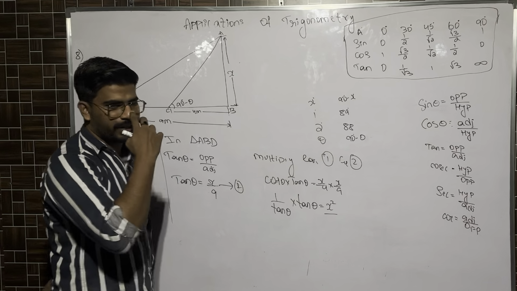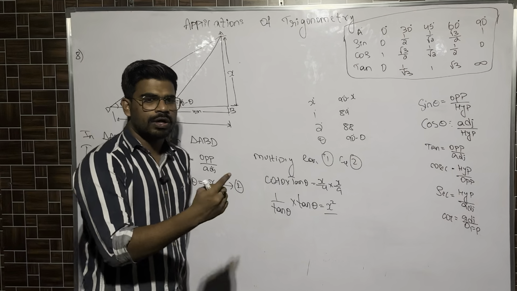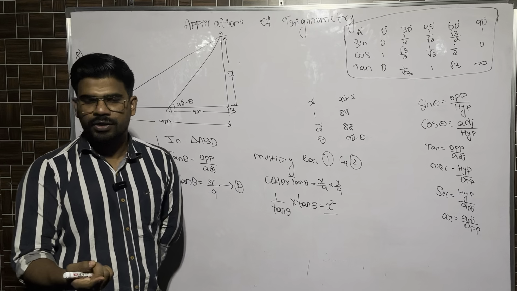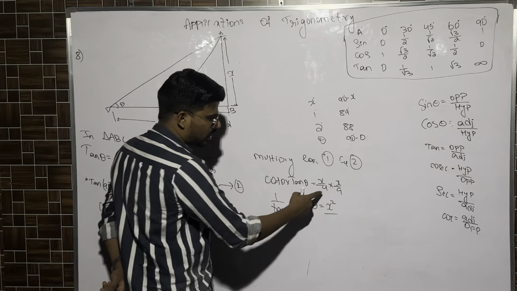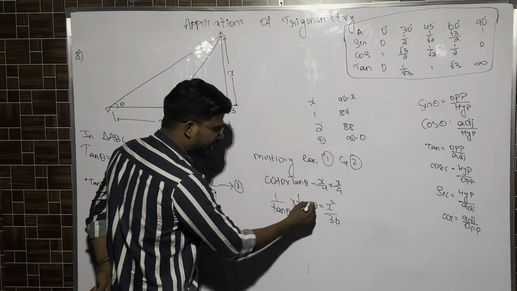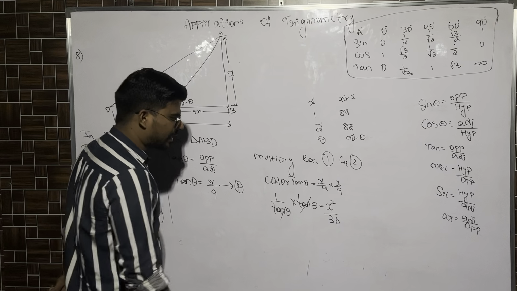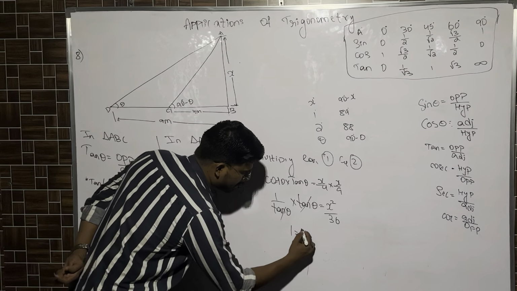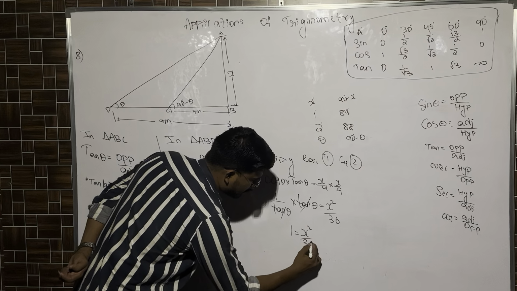X into x is x square. When you are multiplying, the power will be increased; when you are adding, the coefficient will be increased. So 4 into 9, 4 9s are 36. Tan and tan get cancelled, so here we will have only 1. 1 is equal to x square by 36.